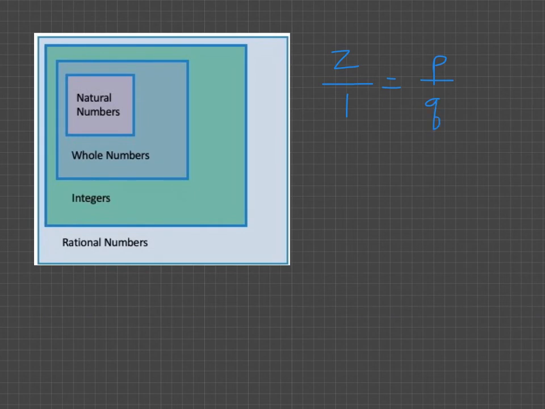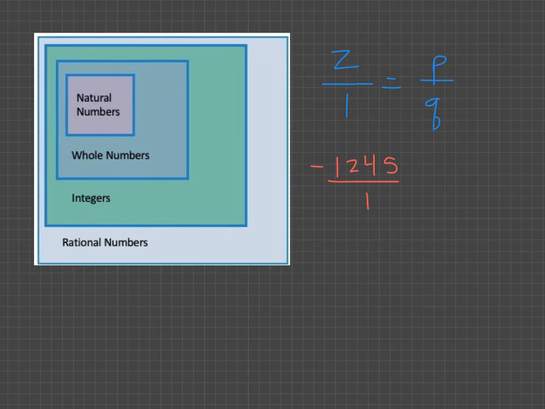We can do that with any integer. Let's take -1,245. All right, that's just an integer. If we want to write that so that it's clear it's a rational number, we just take it and put it over 1. So any whole number, any integer over 1, right, it shows that it's a rational number. So integers, whole numbers, natural numbers are all rational.